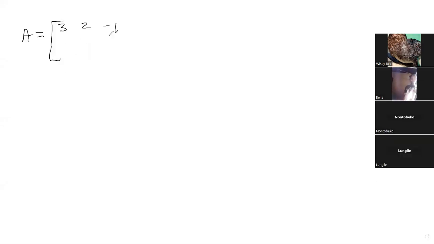1, 6, 3, 2, minus 4, 0. So for example, if in a multiple choice they said find the determinant using cofactor expansion along the first row, they might say along the first row, along the first column, along the second column, along the third column, or they might say along the second row, along the third row.